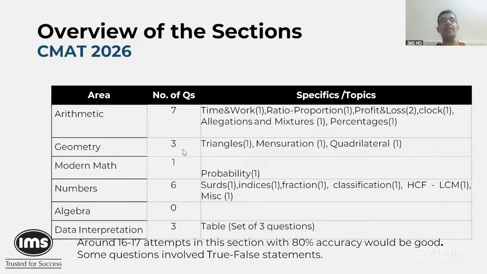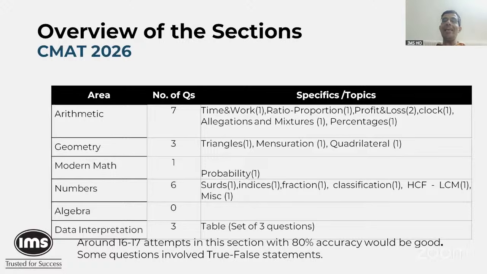Similarly, there were three questions on geometry. One was on triangles, one was on mensuration, and one was quadrilateral. Then there was one question on modern maths, that was on probability. Now, some students mentioned that the wording of this particular question in probability was slightly ambiguous. So we will have to see that. The numbers, there were 6 questions. One question on surd, one question on indices, one on fractions, one on classification of numbers, and then one question on HCF, LCM, and one question was miscellaneous type.